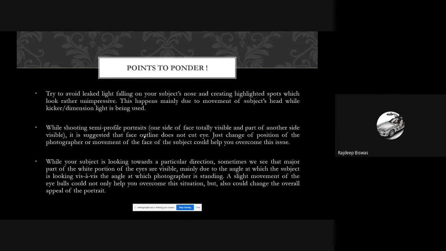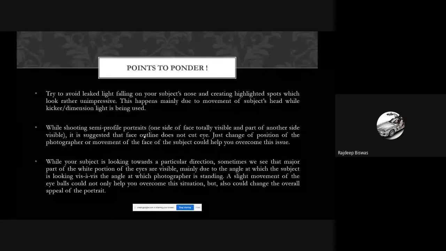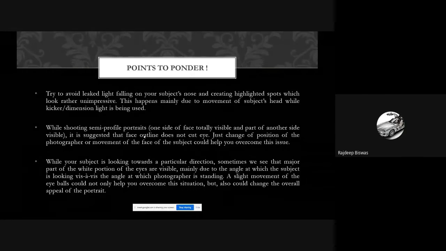Now these are pretty important. All these are coming from the experience that I've had with all these years working with artificial light. You might have, or I would say, you must have come across images where you see a portion of the nose is highlighted. Now let me tell you, in 99 cases out of 100, it's an issue with the light. It's not mastery of light. Highlighted spots are created on the nose. It's actually due to leak light.